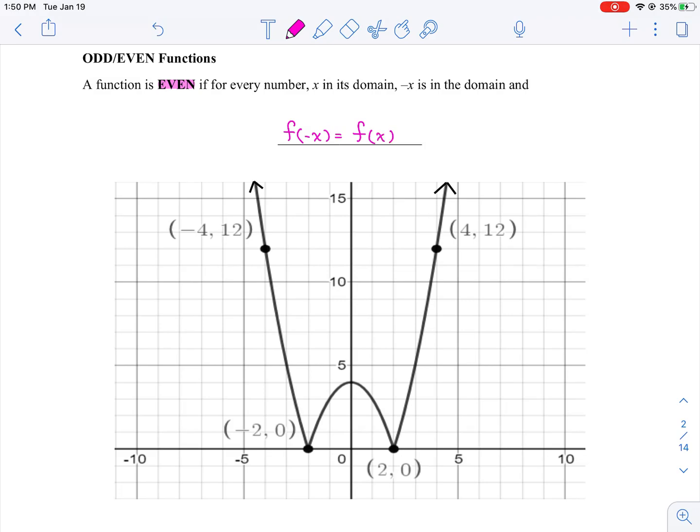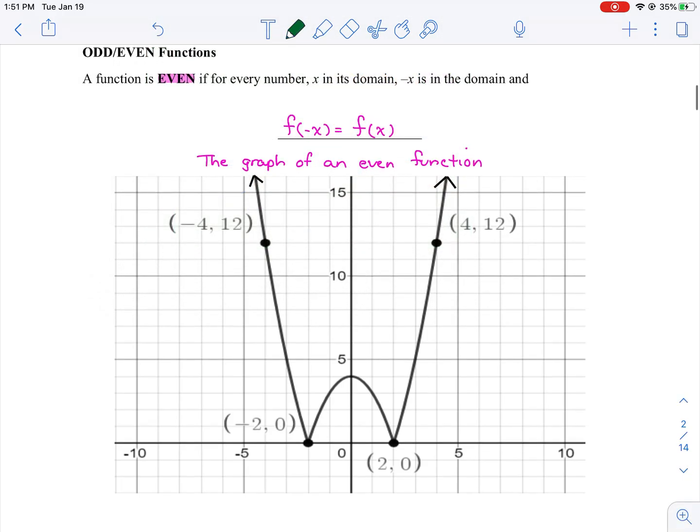Now, to help you understand this definition, I've provided the graph of an even function. So this is the graph of an even function. And I want to start with the two ordered pairs at the top of the graph.